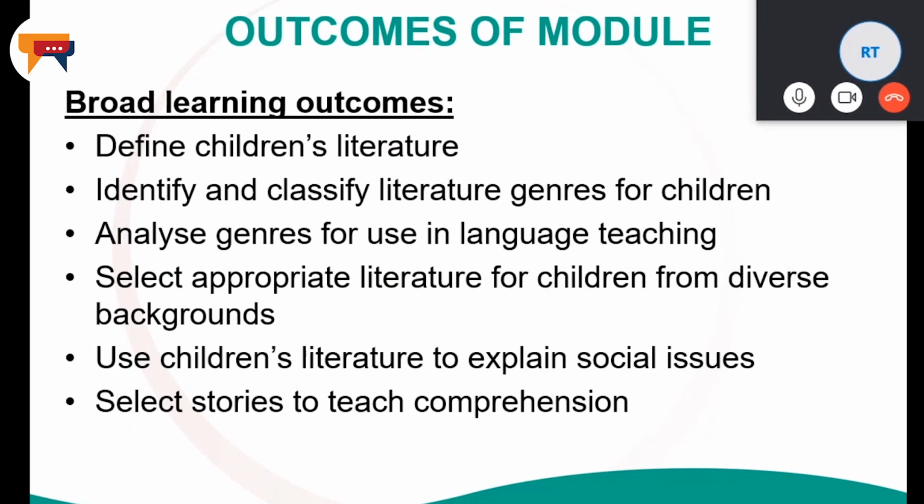So the broad outcomes of this module is first of all to define children's literature. What is children's literature? Then we're going to identify and classify literature genres in children's literature. We're going to analyze these genres for use in language teaching. We're going to look at how to select appropriate literature for children from diverse backgrounds. And then, as I've said in the last learning unit, where we're going to focus on how to use children's literature to explain social issues.